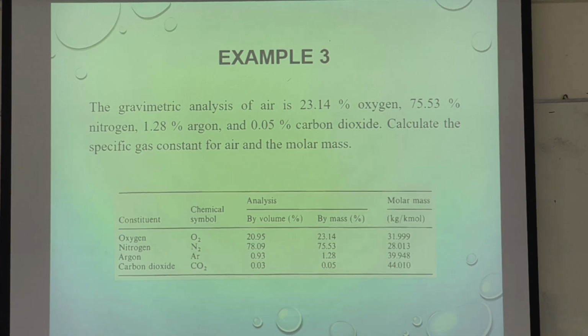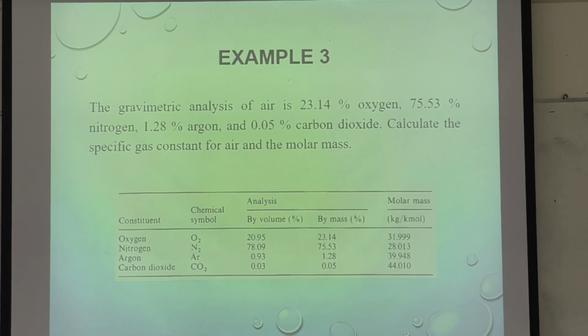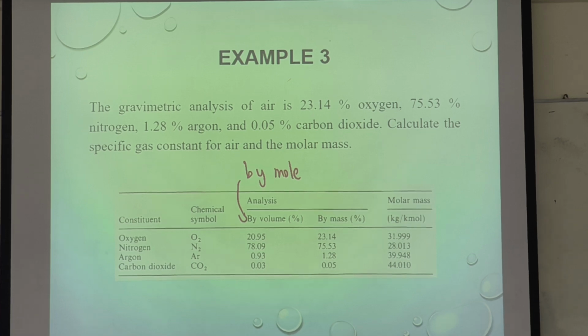Okay, the table at the bottom is quite nice because it even gives you the volume percentage. Based on what you learned yesterday, when you see this, you should know that it is actually by mole. By volume means by mole. It's the same thing because we said yesterday, or even just now, that pressure fraction, volume fraction, they are all mole fraction. So when you see by volume, you don't need to be confused. It is by mole.